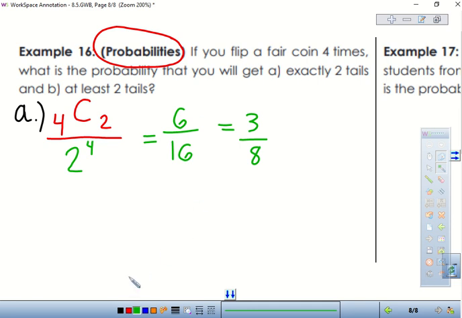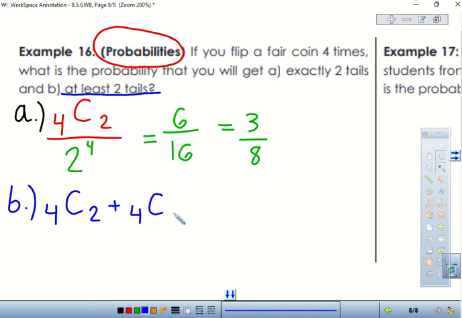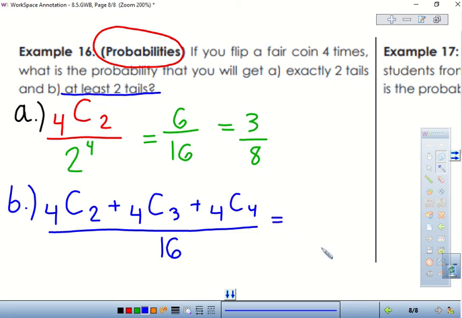Now the next one is the probability of getting at least. When you see that at least, you know it's going to be a long problem. So, at least 2 tails. That means you're okay with getting 4 choose 2 tails. You're also okay with getting 4 choose 3 tails. And you're also okay with, what's the last situation you're okay with? Good. 4 tails and nothing else. Good, just 4 choose 4. All out of the same total, there's still 16 trials. Which comes out to be 11 out of 16.